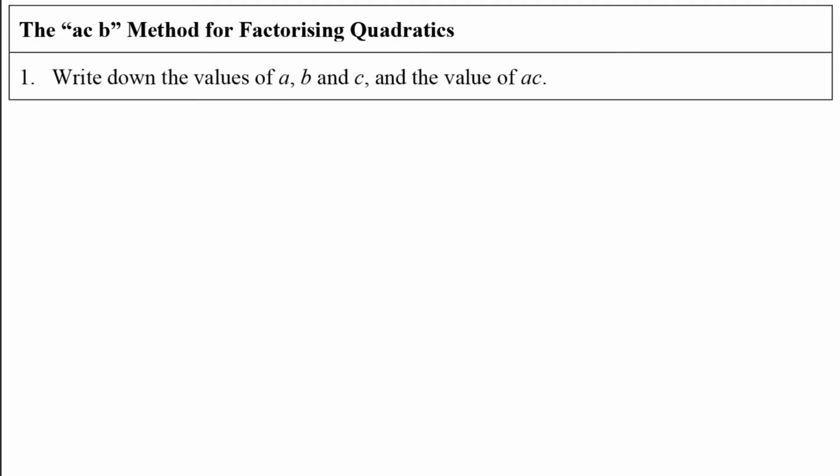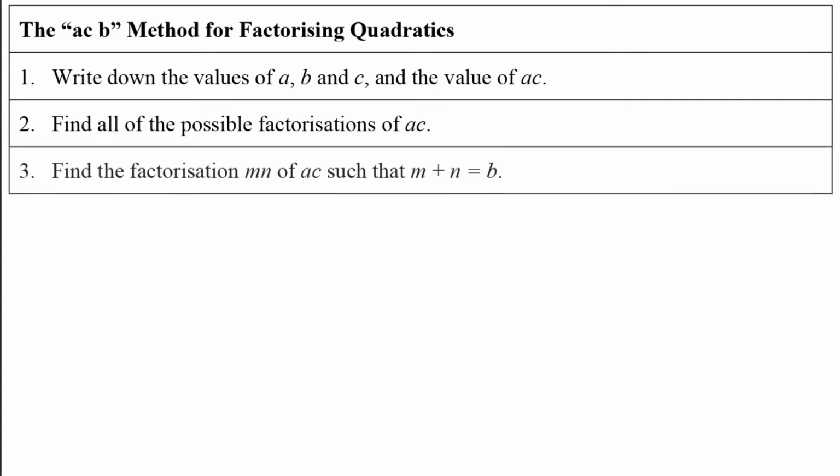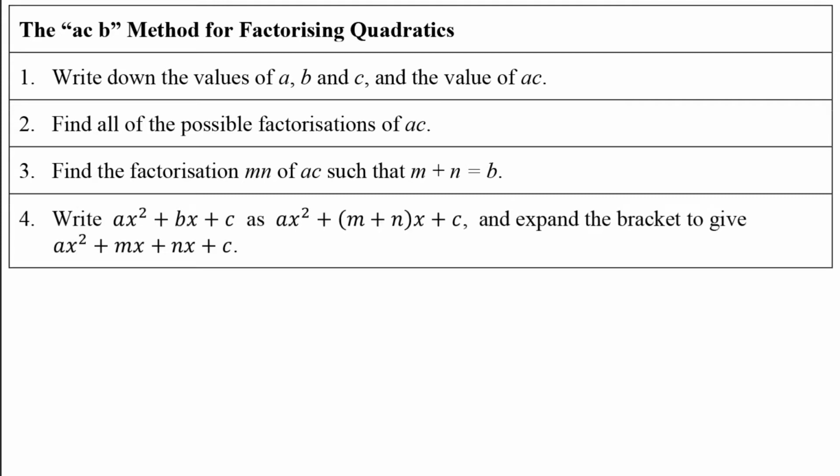Our first step is to just write down the values of a, b and c, and also the value of a times c. We then need to find all of the possible factorisations of ac. Then we find the factorisation m times n of ac, such that m plus n is b. We rewrite our original quadratic as ax squared plus m plus n lots of x plus c, and expand that bracket to give us ax squared plus mx plus nx plus c.